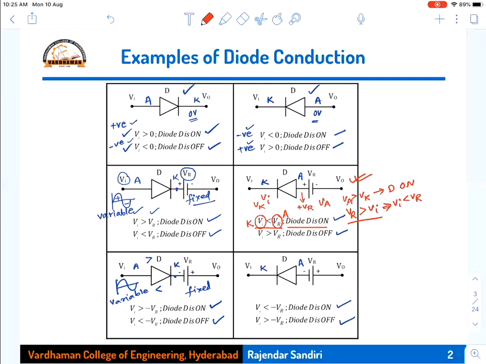So if you understand these 6 diagrams with positive reference voltage, negative reference voltage, or zero voltage, you can compare all the possible amplitudes and you can tell when the diode is on and when the diode is off. The simple logic is always: the anode voltage should be greater than the cathode voltage for the diode to be on. If the anode voltage is less than the cathode voltage, then the diode is off. This is just the simple logic. In all the 6 diagrams, we have followed the same logic.